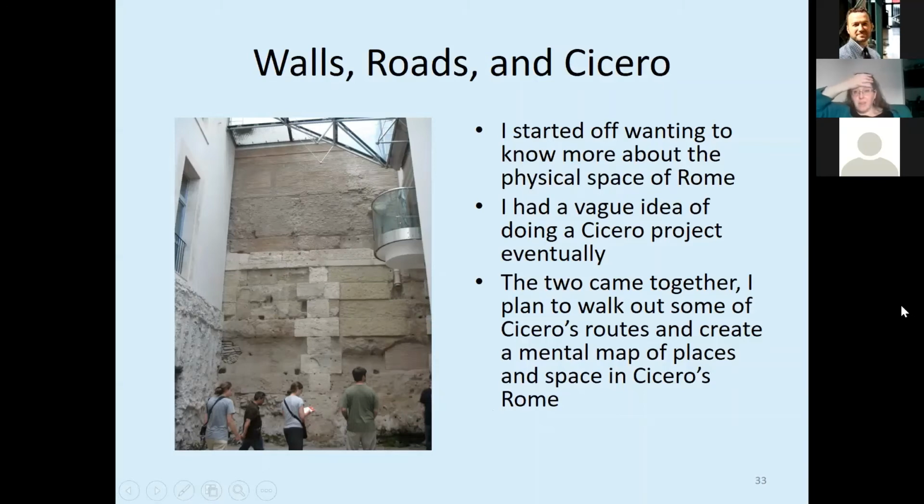So back in 2018, I started off wanting to know more about the physical space of Rome. I knew that Roman literature was very situated in the city. There's lots of references to places in the city. Places in the city have meaning. And I wanted to know more about that physical space as much as can be reconstructed based on many rebuildings and changes. And at that time, I had a vague idea that I was going to do a Cicero project eventually. The two of them came together, and I'm planning, hopefully this summer, maybe next summer, to walk out some of Cicero's routes, find some of the places he talks about, and create a mental map of places and space in Cicero's Rome. That is that. Thank you very much.